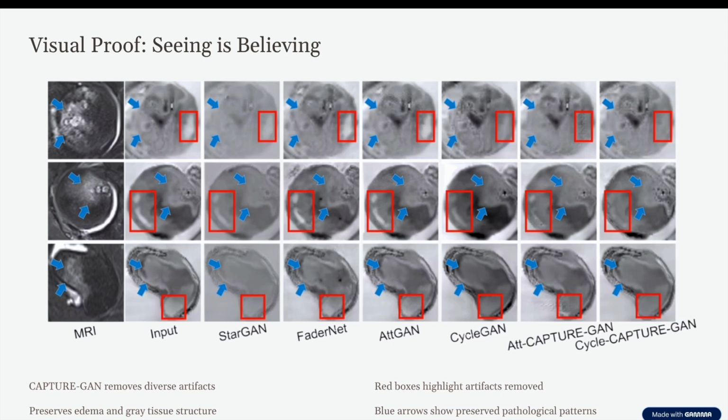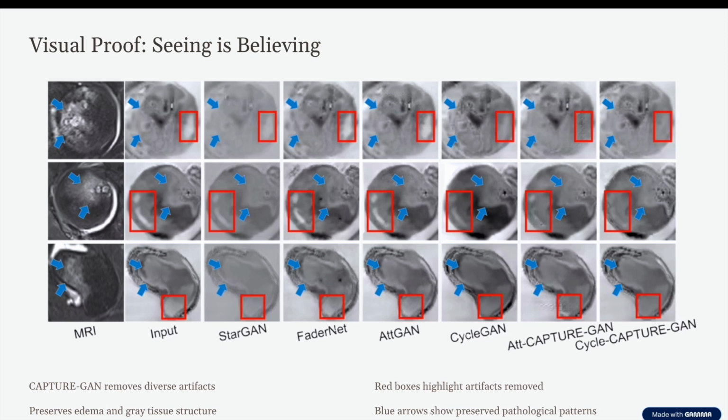With the data in place, let's first look at some visual evidence. On the far left, we have the MRI scan, serving as a reference for anatomical details and potential edema. Next to it is the input DECT image, where you can often see artifacts, some of which are highlighted by the red boxes. The blue arrows are pointing towards areas where pathological patterns like edema might be present.